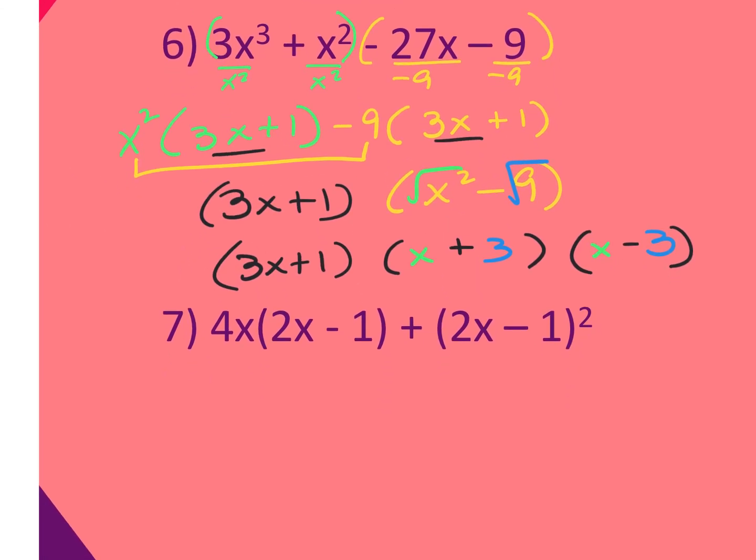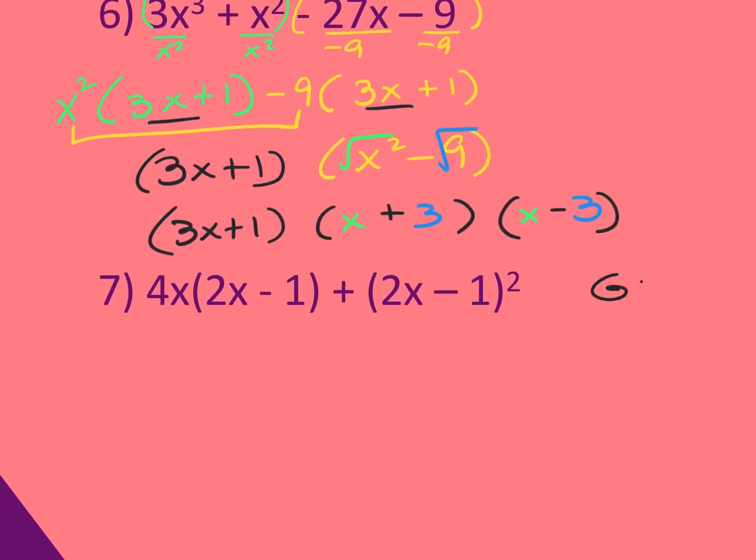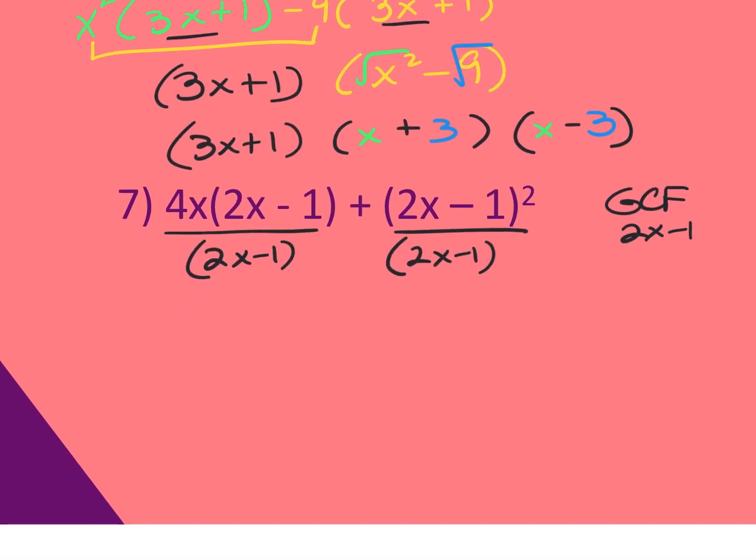I'm going to notice that I have a greatest common factor. Remember that your GCF doesn't have to be just a variable or just a number. It could also be a binomial. And my GCF here of this one is actually the 2x minus 1. So I'm going to divide both of my terms by this GCF. And then now what remains, put the GCF out front. And now after you divide, this cancels.